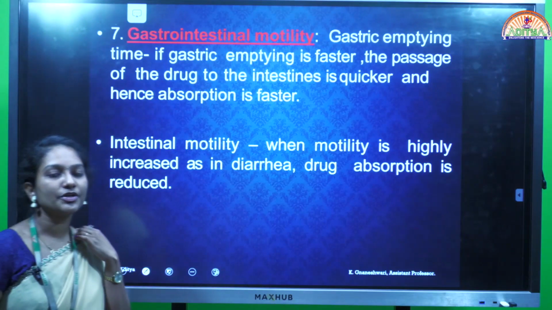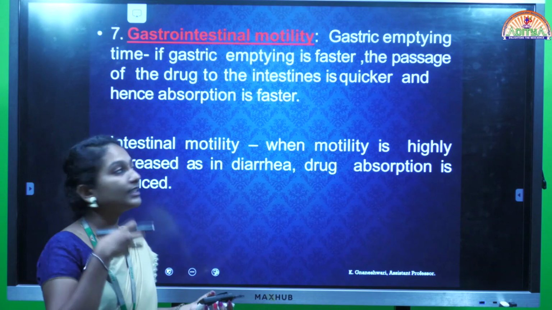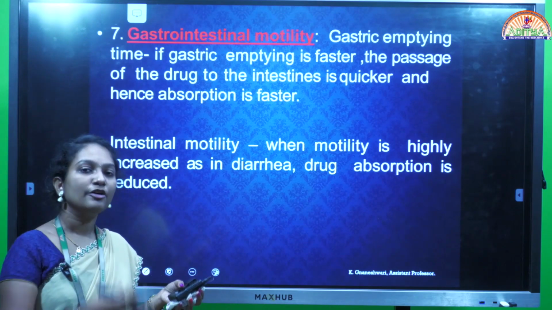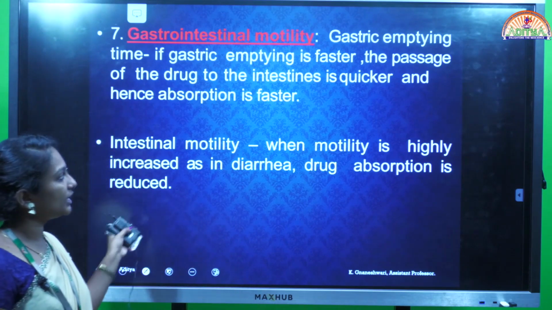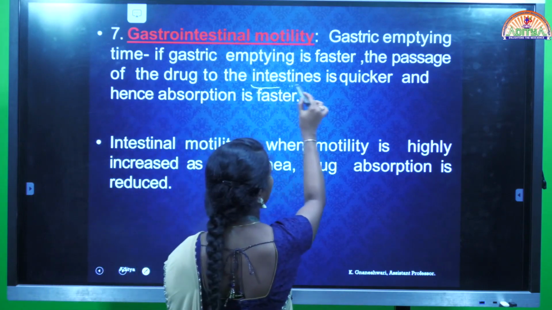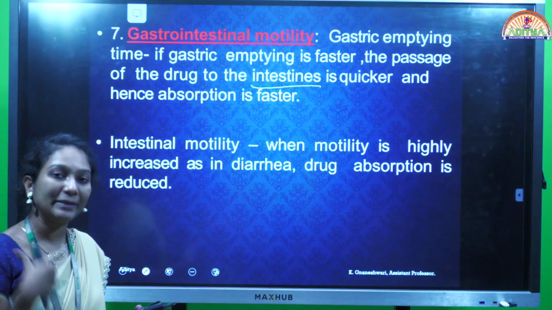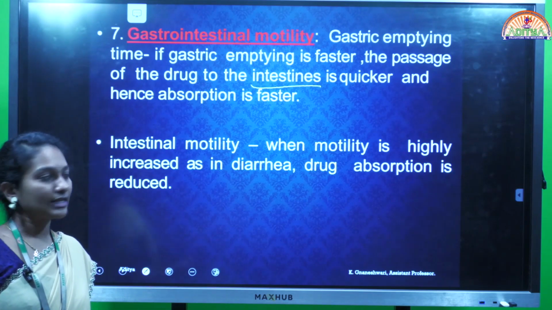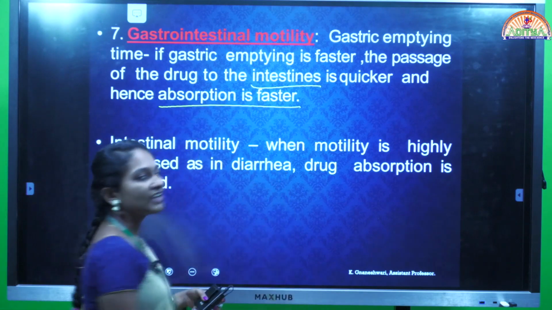And next, the gastrointestinal motility, that is, the movement of the drug within the GIT. You can also call it gastric emptying, that is, the drug passing from the stomach into the intestines. If the gastric emptying time is quicker, then the drug can easily reach the intestines, and if it reaches the intestines faster, the absorption rate will also be faster.